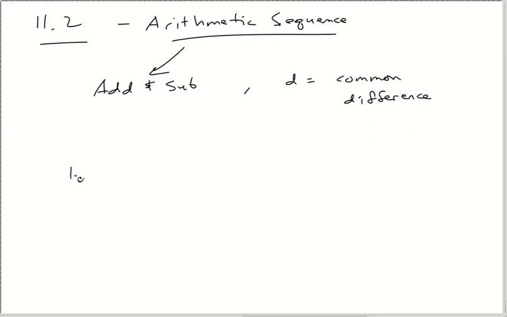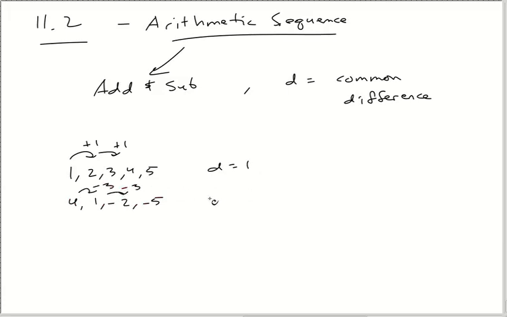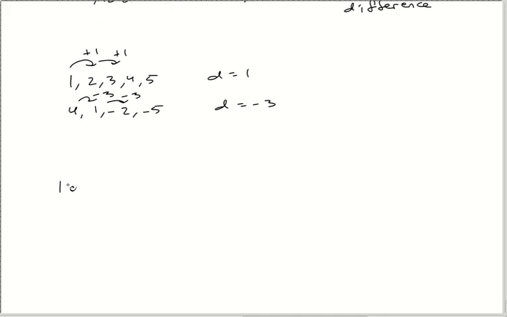So here's some examples. 1, 2, 3, 4, 5. What are we doing each time? We're adding 1. And so D equals 1. 4, 1, negative 2, negative 5. What are we doing? We're subtracting 3 each time. D equals negative 3. That is all it is.